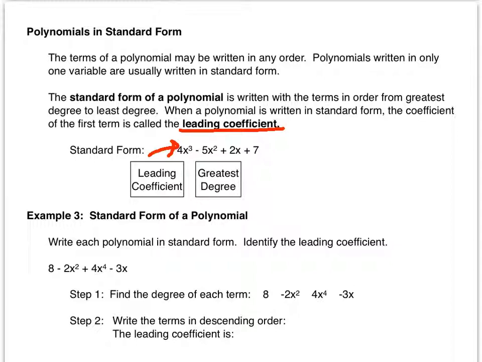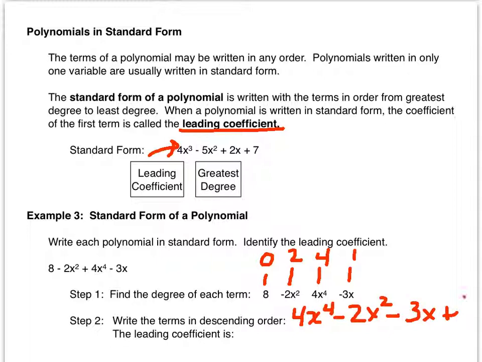In example 3, we're going to write each polynomial in standard form and identify the leading coefficient. So step 1, we're going to find the degree of each term. Remember, the degree of 8 is a constant, so it's going to be 0. Negative 2x squared is going to be 2. 4x to the fourth will be 4. And negative 3x will be 1. So now we know the greatest term is 4x to the fourth, and it's positive, so we'll put 4x to the fourth. The next greatest is negative 2x squared, so minus 2x squared. The next greatest is minus 3x, and then plus 8. And 4 is going to be the leading coefficient.